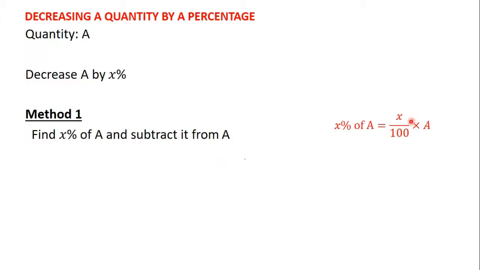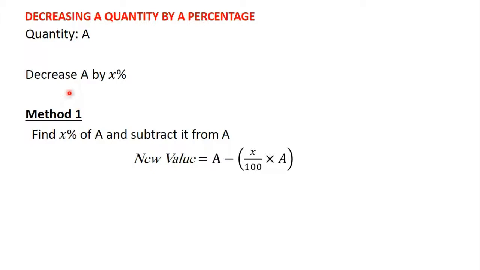X% of A is equal to X divided by 100 times A. So if you want to decrease A by X%, the first thing you need to do is to find X% of A, that is X divided by 100 times A. After that, you subtract it from A. It means that if we decrease A by X%, we are going to have A minus X divided by 100 times A. This is the first method.